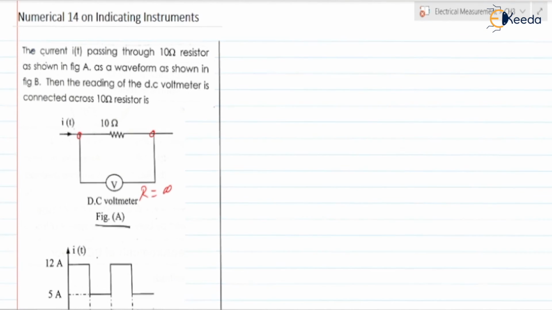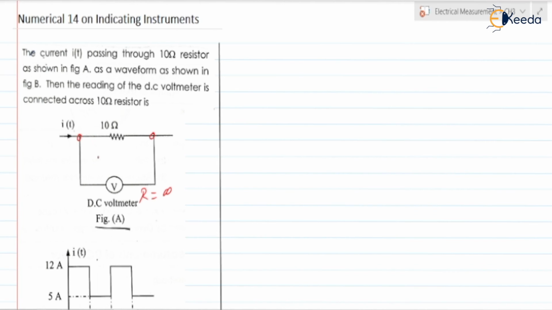Now if this current passes through the 10 ohm resistor, what will be the voltage across the 10 ohm resistor? Can we find it? Yes, we can consider this as the voltage across 10 ohm, that is V. Can we draw the waveform for V with respect to time t? As we know, V is equal to 10 into I of t.